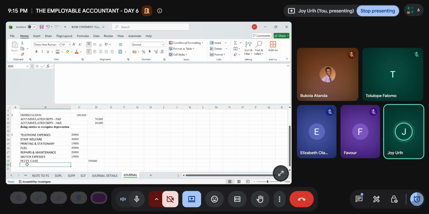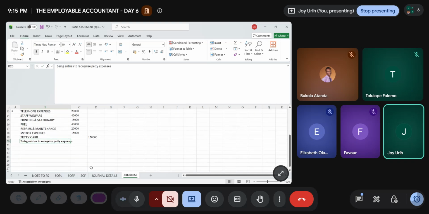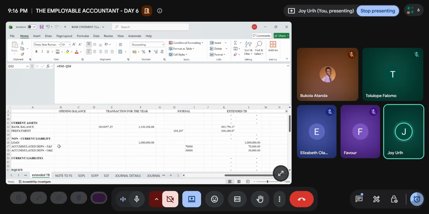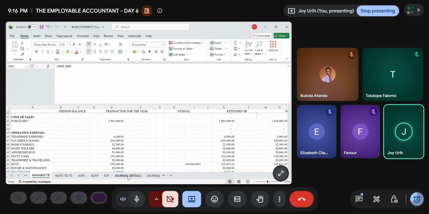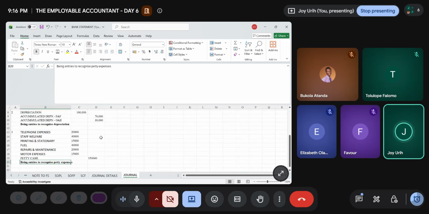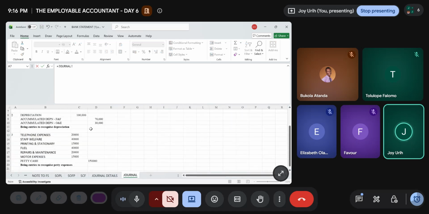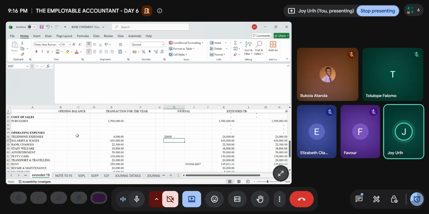So I'll put my narration, entries to recognize petty expenses. The next thing I want to do is go to my extended TB and bring in all of these expenses. The first expense there is telephone expenses. So telephone expenses will be debited. When I'm debiting telephone expenses, that means I'm adding to it.